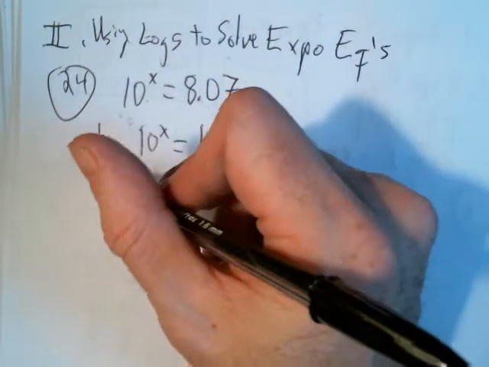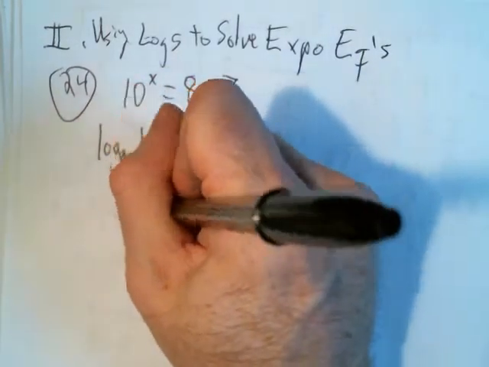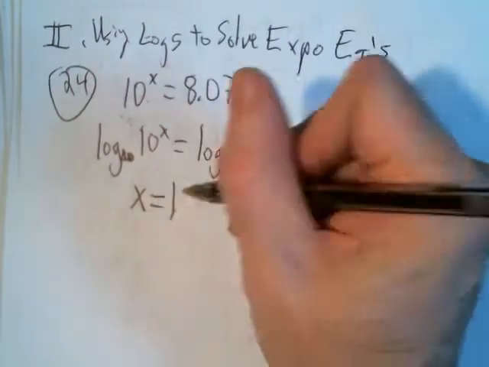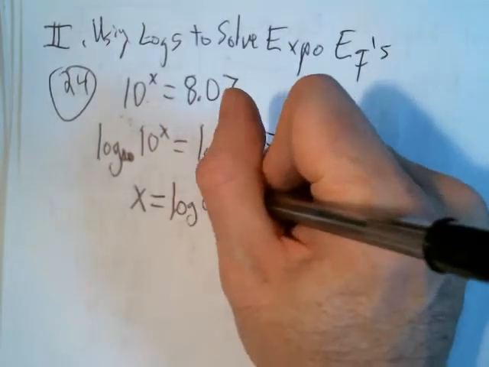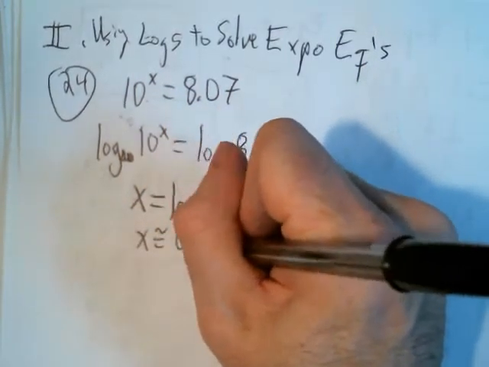Then, because of the cancellation equations, log base 10 of 10 to the x is just equal to x. And then on the other side, you have to use your calculator to evaluate that. Log of 8.07. So x is approximately 0.91.